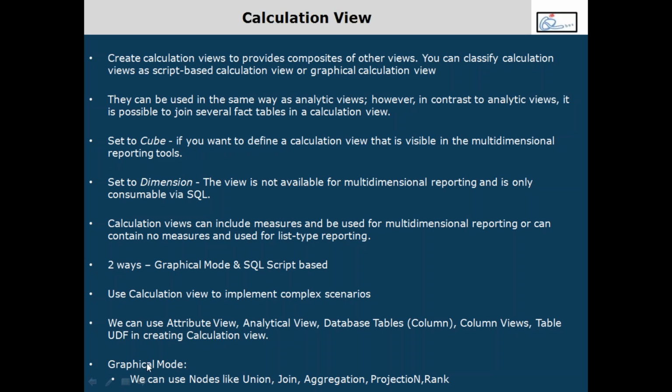And next, when you go in graphical mode, we see different operations like union, join, aggregation, projection, and rank. Very, very important point: let's say you're able to create a calculation view with graphical mode, and you're able to create one with scripting based. We know them individually. Now the question is, can we use a scripting based calculation view in a graphical one, and can I use a graphical calculation view in a scripting based one? In both cases it is yes.